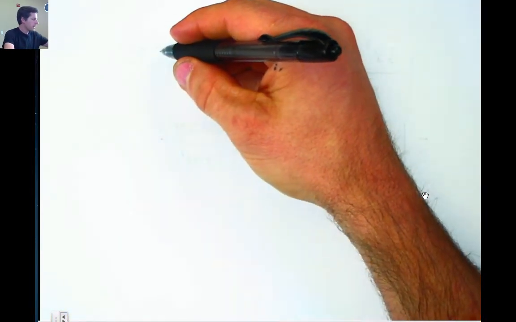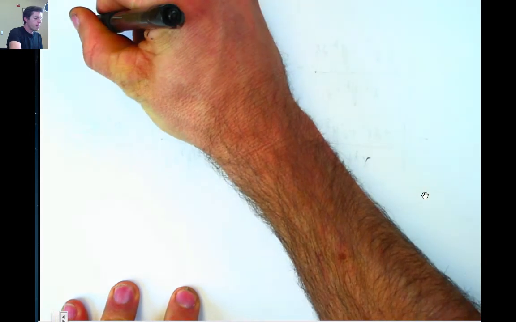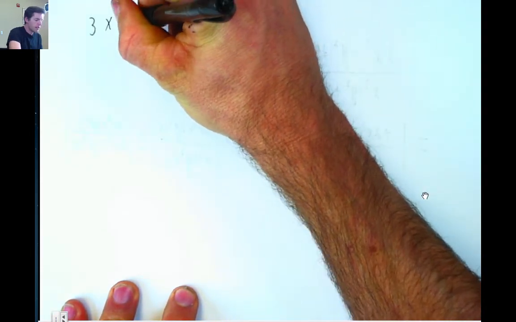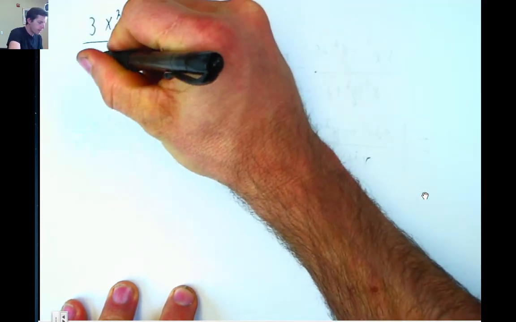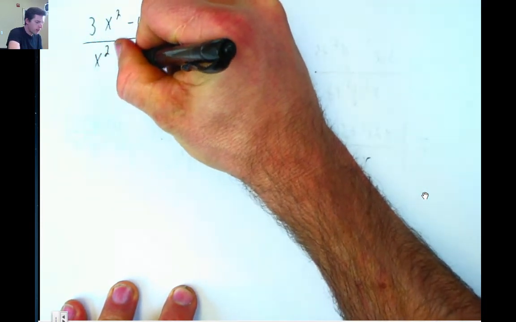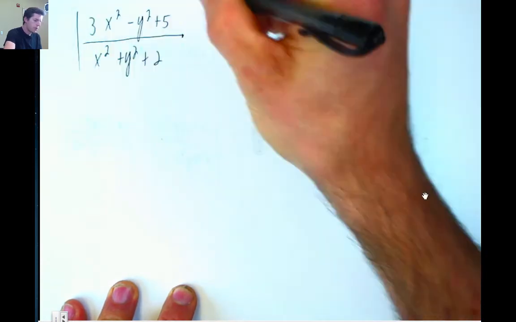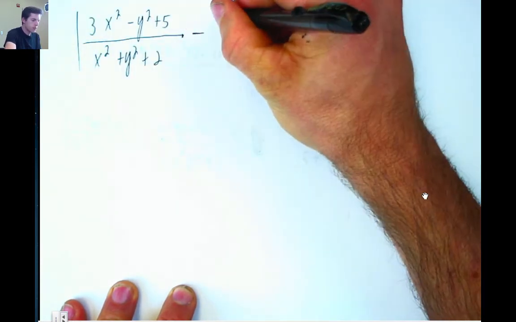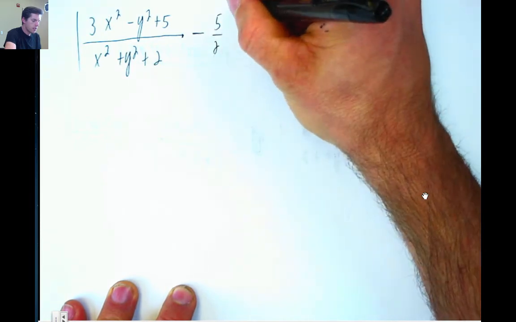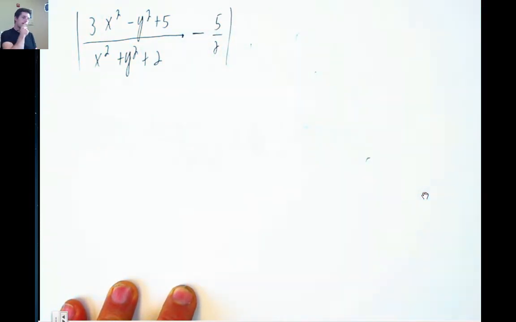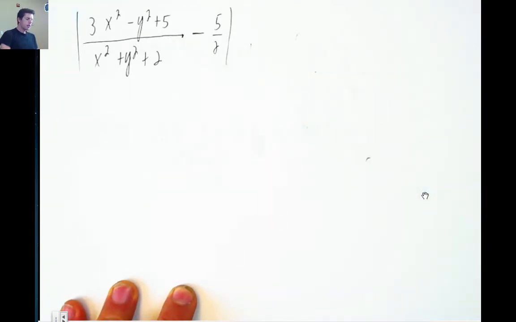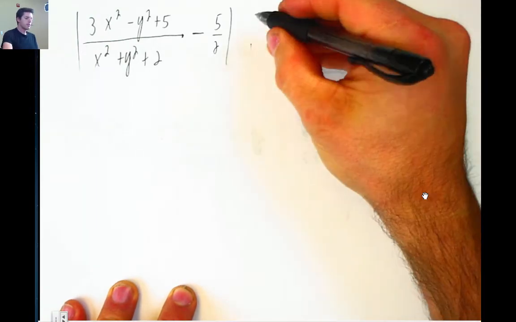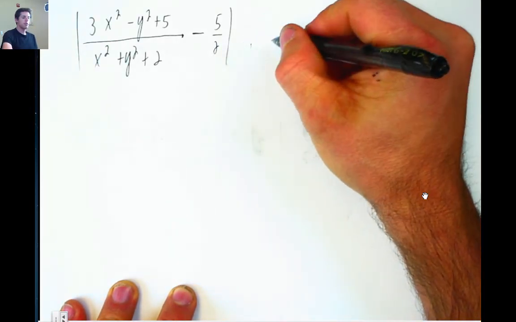All right, now the task of actually doing the delta epsilon proof for the limit. Okay, we had (3x squared minus y squared plus 5) over (x squared plus y squared plus 2). And we want to say that that is close to 5 halves under some conditions on the distance between (x, y) and (0, 0). So we want to say that this is going to be less than epsilon at some point.